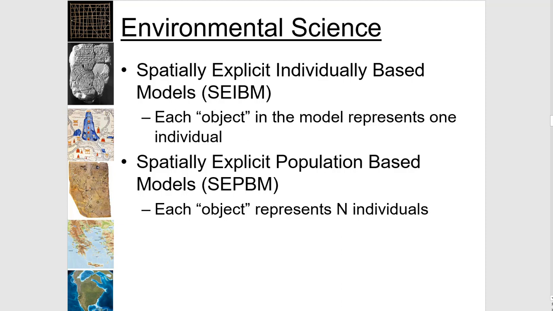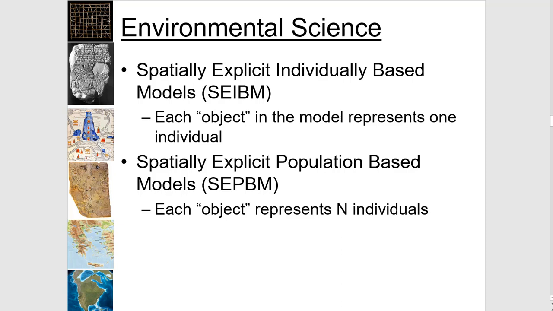Within environmental science, there's two that are heavily used, and you may see these terms pop up: spatially explicit, individually based model. That means each object in the model represents one individual. So the object would be a tree or an elk. Then there's spatially explicit population-based models. Each object represents some number of individuals. So this occurs when you have lots of individuals. So if you wanted to model all the herds of elk in California, you probably couldn't do it by modeling every single elk. It'd be too computationally intensive. So instead you model each herd. If you're going to model the wolves in California, you could definitely do them individually. There aren't that many. So it depends on the number of individuals as to which one you pick typically.